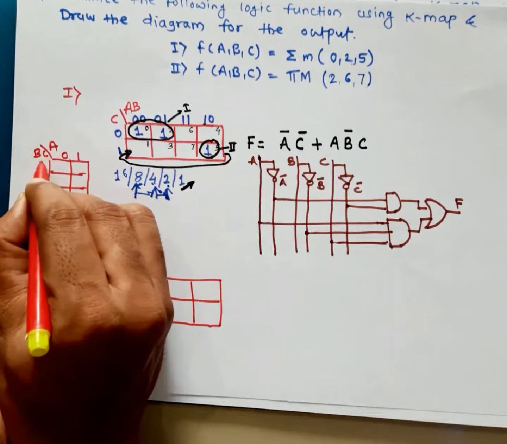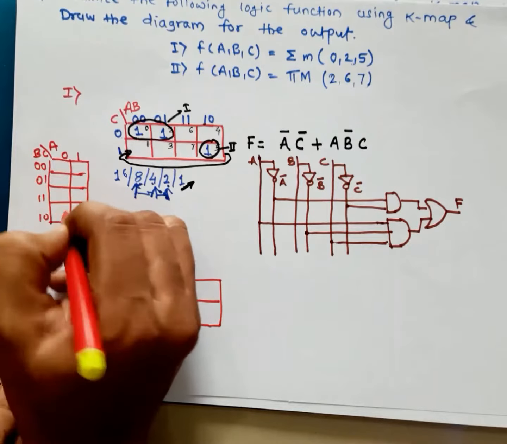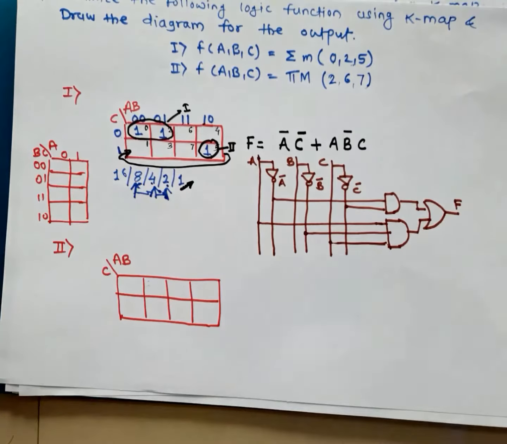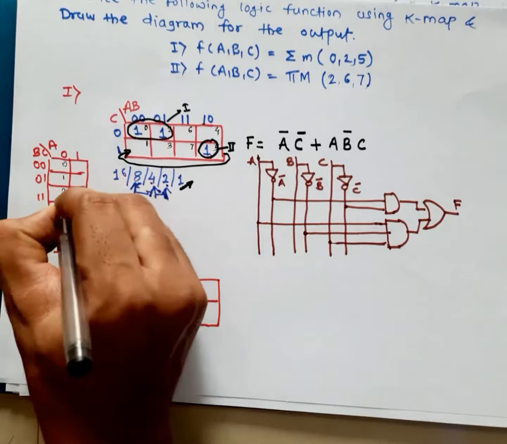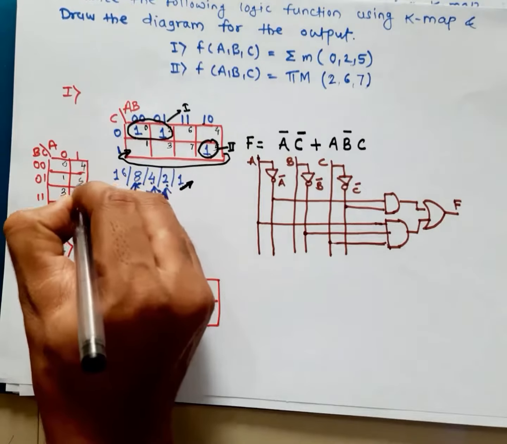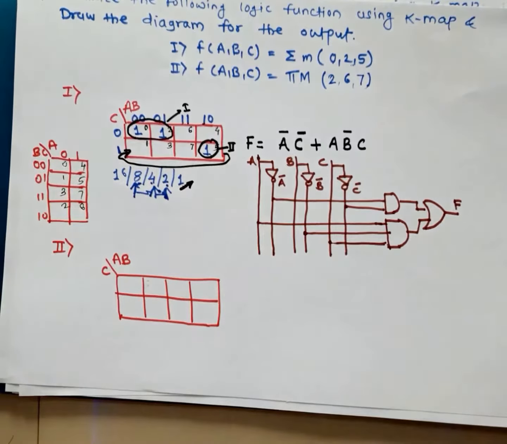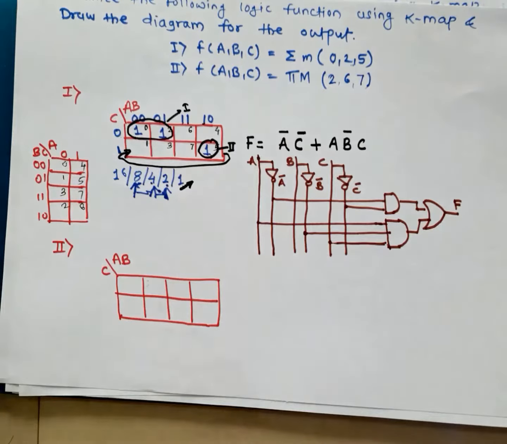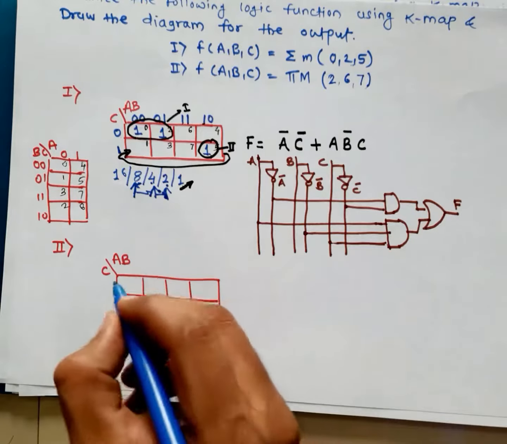Here I am considering B and C. And as per the positions of the variables, the cell numbers also get changed. So it is 0, 1, 3, 2, 4, 5, 7 and 6. So you can consider either horizontal or vertical. I think the horizontal K map is easy for designing and for calculating the reduced equation.